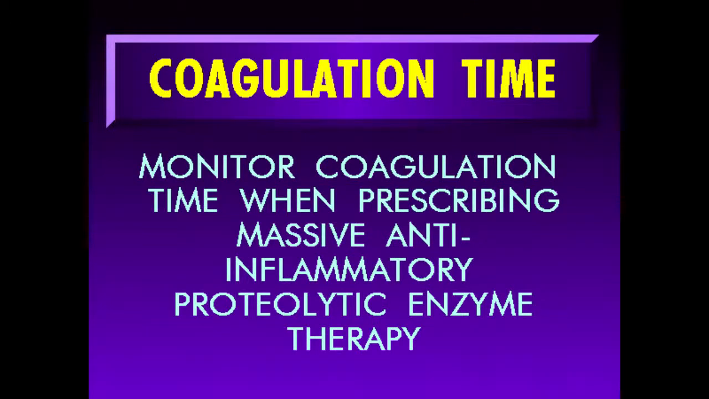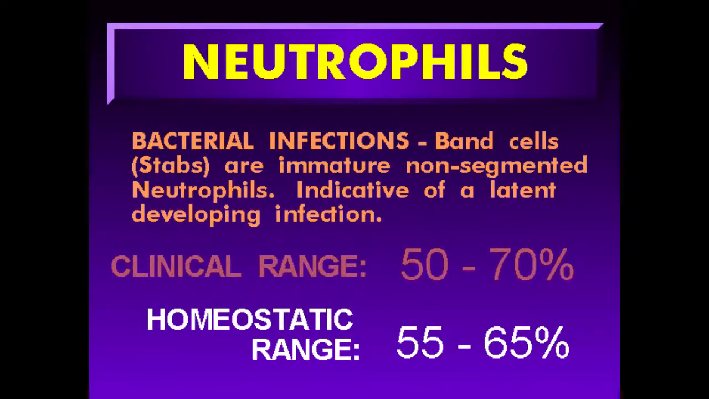When prescribing very high-dose proteolytic enzymes for several weeks at a time, the blood coagulation times should be monitored to prevent the blood from getting too thin, resulting in a high coagulation time. Neutrophils, also known as polymorphonuclear segmented neutrophilic leukocytes, comprise the first line of defense against bacterial infections. Neutrophils arise from the stem cells in the bone marrow.